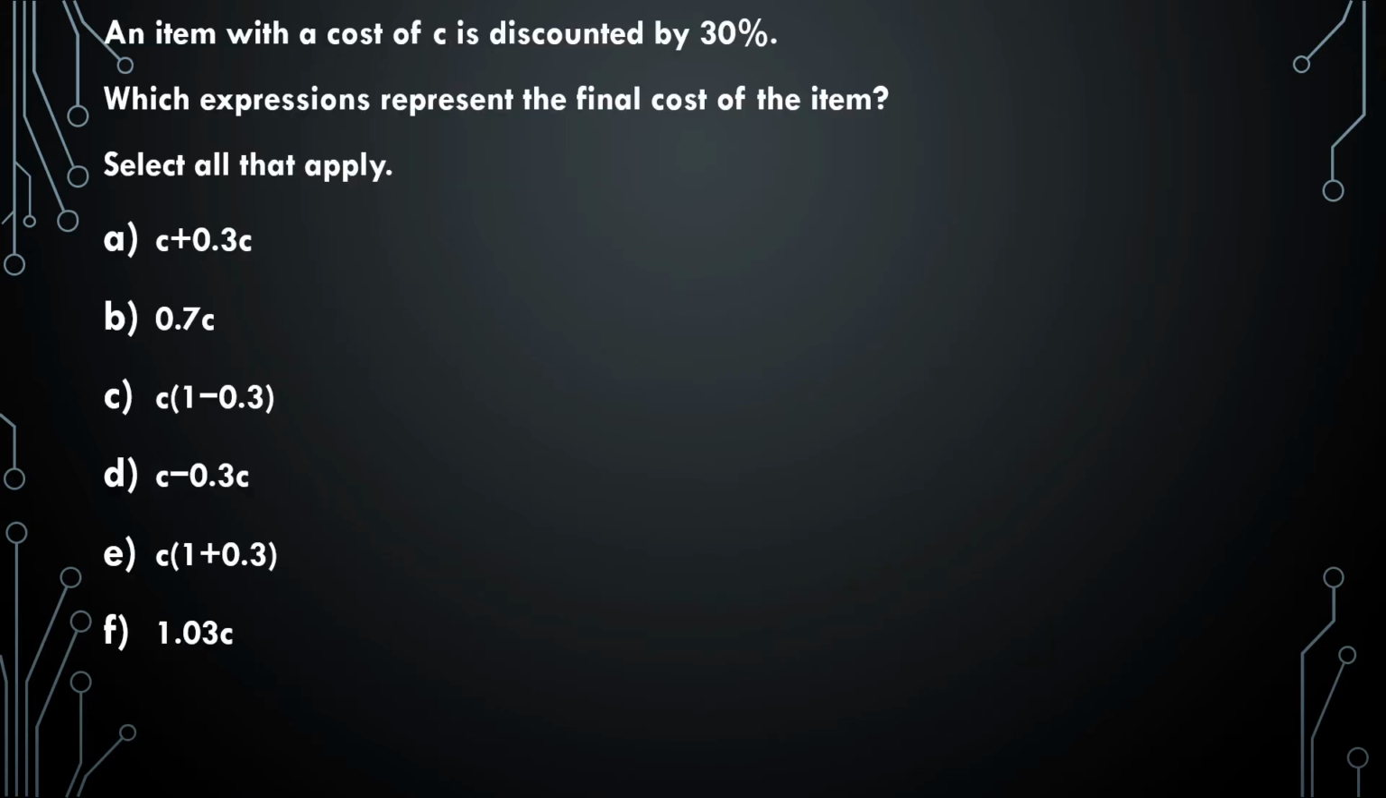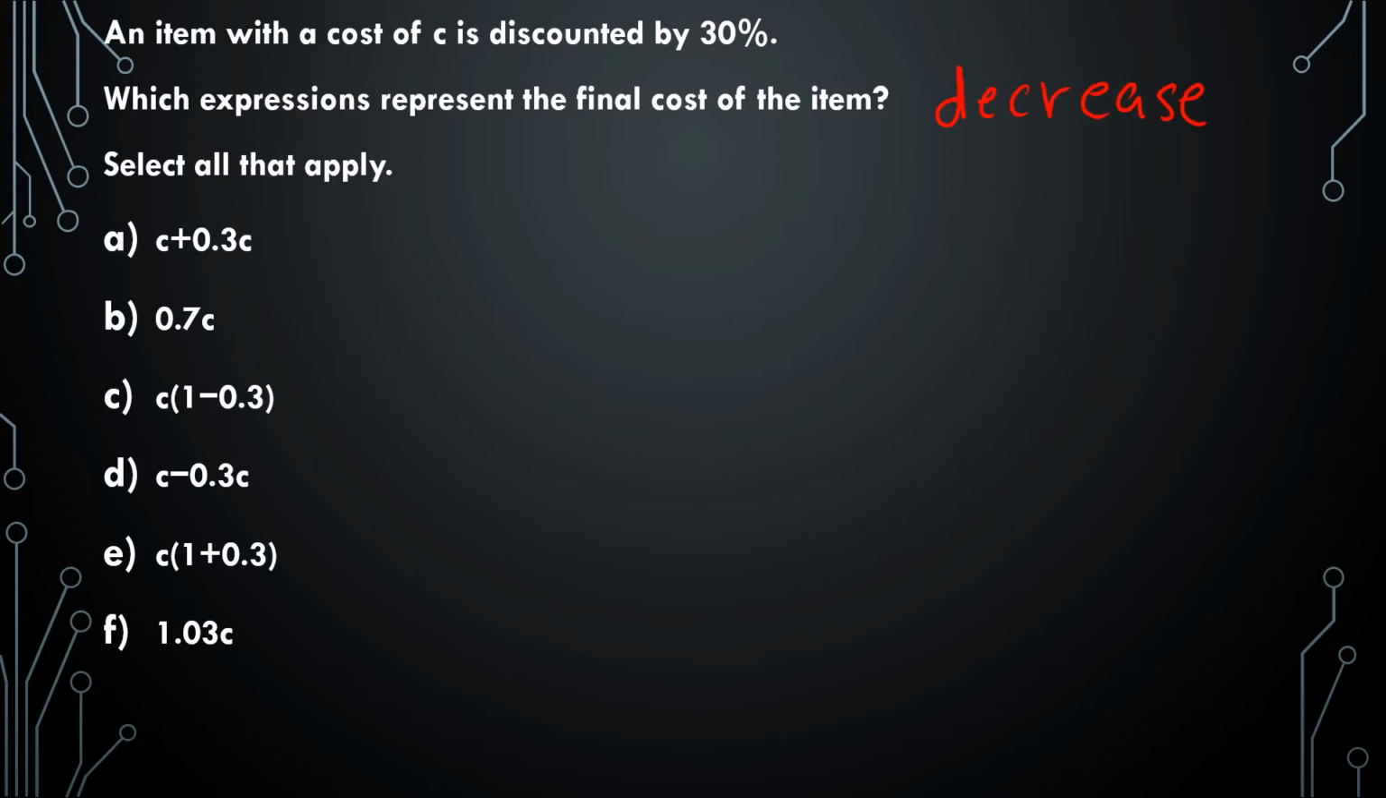Okay, let's do our first problem. So this is an item with the cost of C that is discounted by 30%. So if an item is being discounted, do you think that's going to be an increase or a decrease? If you go to a store and something's on sale or discounted, you would expect to pay less. So since we're paying less, that means that this situation is talking about a decrease.